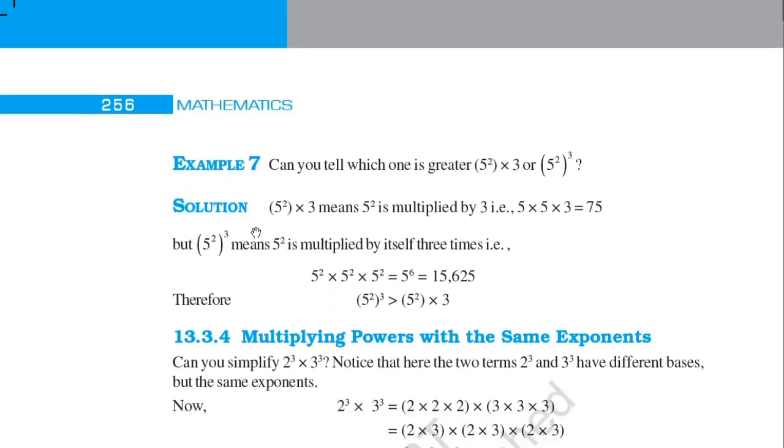Can you tell which is greater, 5 to the power 2 into 3, or 5 to the power 2 to the whole power 3? You can see here, when you do 5 to the power 2 into 3, it means 5 square is multiplied by 3, that is 75. When you do 5 to the power 2 whole cubed, it becomes 5 to the power 6, which means 5 square is multiplied by itself 3 times, so it becomes 15,625. So 5 to the power 2 to the power 3 is greater than 5 square into 3.